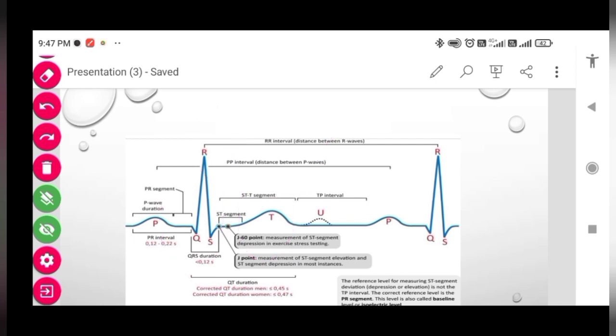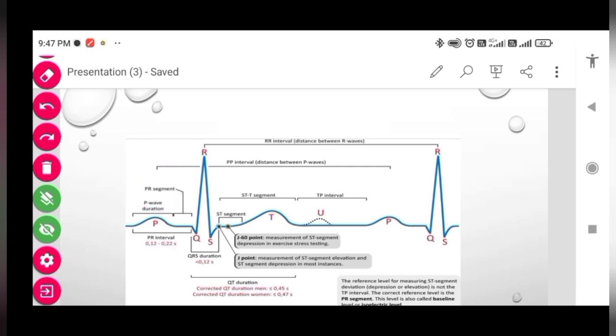Next, coming to this straight line between the P wave and QRS complex, it is known as the PR segment. Remember one thing: S for segment and S for straight line. Coming to the PR segment, it represents the AV node delay, as I already told you.